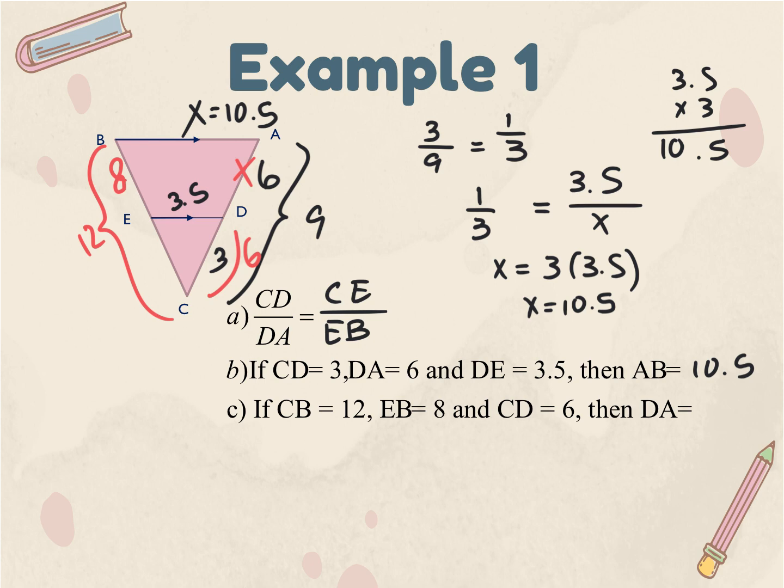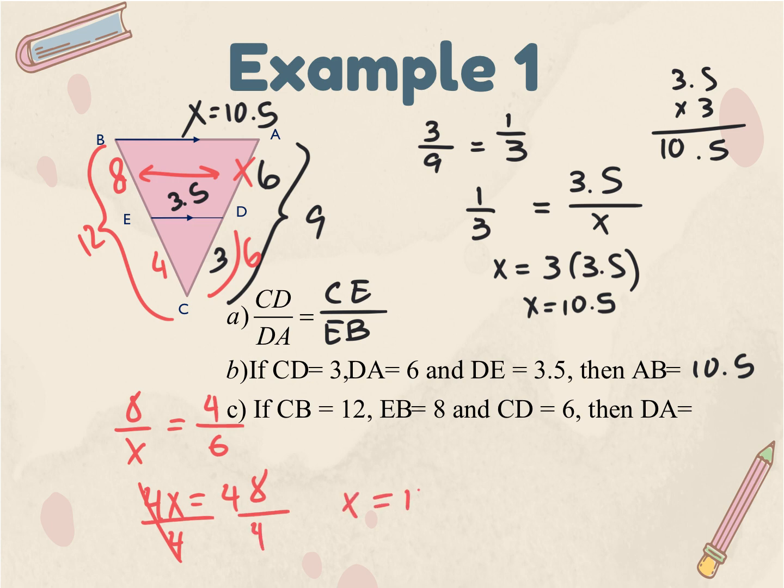I'm going to do, since we're trying to find the 8 and the x, 8 over x is equal to 4 over 6. This is 4. I got that 4 by doing 12 minus 8. When I do that, I am going to cross multiply, so I'm going to get 4x is equal to 48, divide by 4, and that gives me that x is equal to 12.